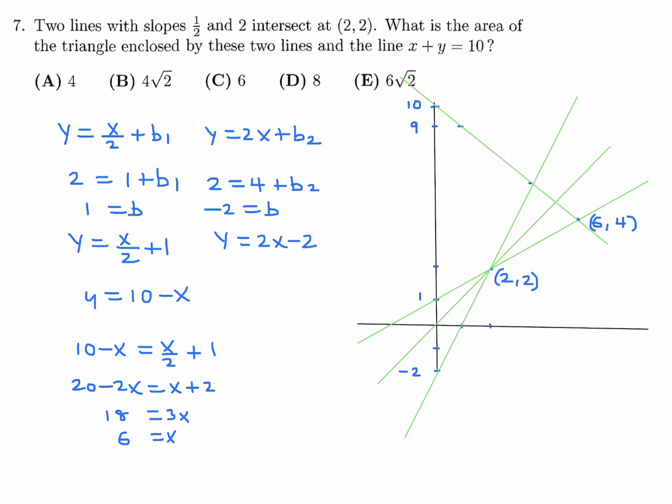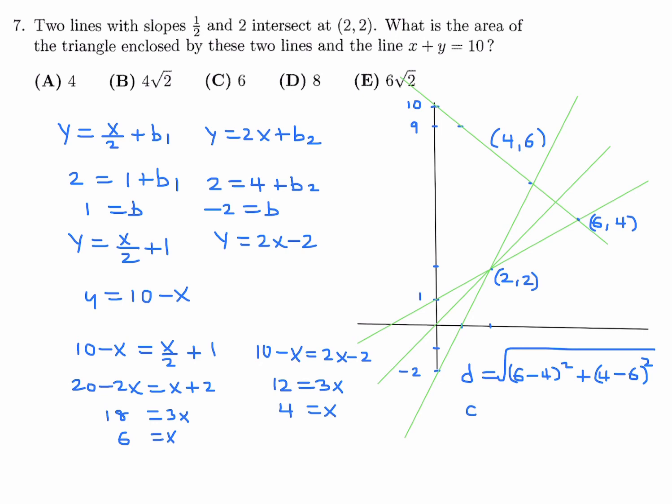Now that coordinate we get by setting 10 minus x equal to 2x minus 2. And that would give me 12 is equal to 3x, so x is 4. So that point is 4, 6. Okay, so I can easily get this distance. That's just going to be using the distance formula. 6 minus 4 squared plus 4 minus 6 squared under the square root sign. So that's going to be 4 plus 4, so that's root 8, which is 2 root 2.